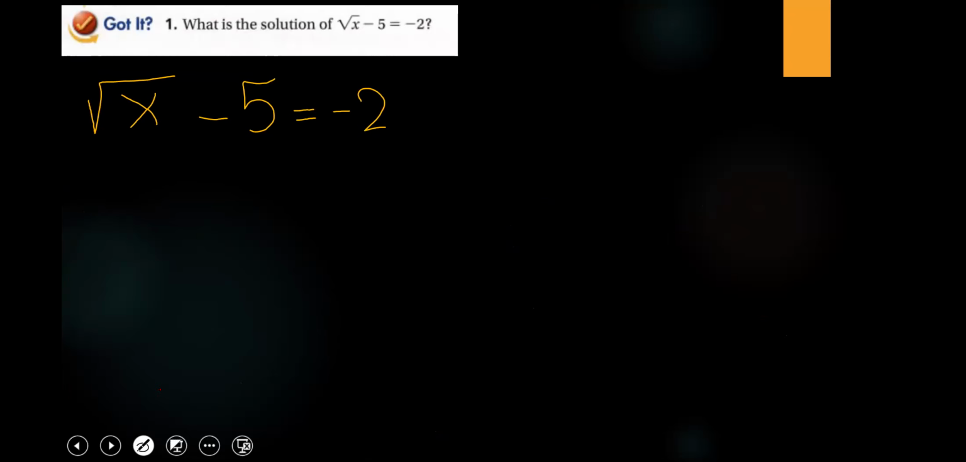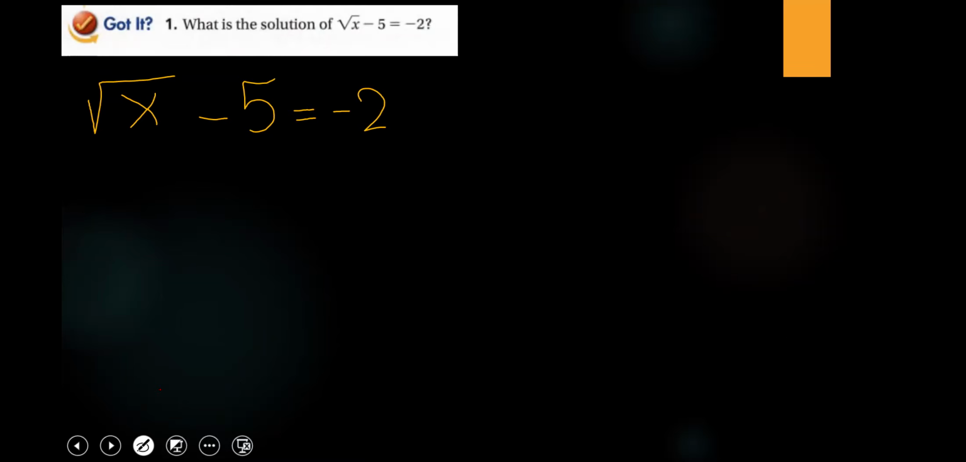Let's now solve another example here. Square root of x minus 5 equals -2. What do we have to do at the first step here? Add 5 to each side. Exactly. Here you have to isolate the radical.